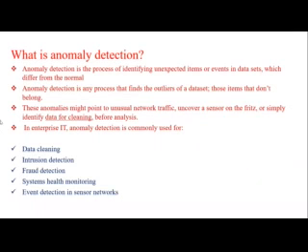Here, anomaly detection we can say is a process of identifying unexpected items or events in data sets which differ from the normal. And also we can say it is any process that finds the outliers of the data sets, and points to unusual network traffic. Moreover, in enterprise IT today, anomaly detection is commonly used for data cleaning, intrusion detection, fraud detection, system health monitoring, and event detection in sensor networks also. So there are a lot of real-time examples.